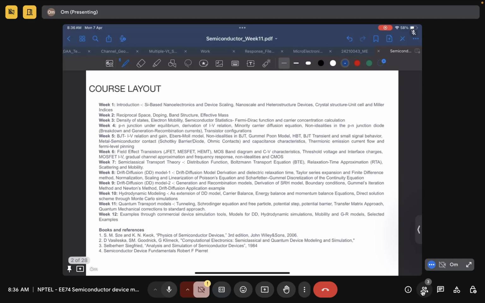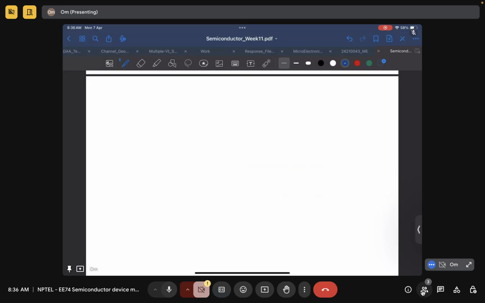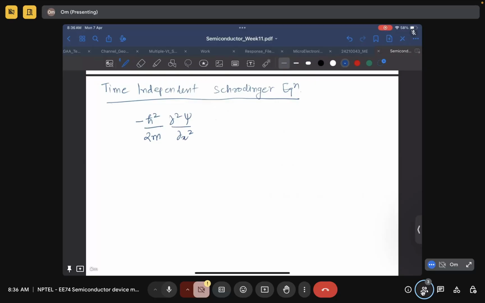So let's just start with a brief overview of the Schrodinger equation that we will be using. We will be using the time independent Schrodinger's equation, and this is given as minus h cross square by 2m del 2 psi by del x square plus U psi equals E psi. This is the time independent Schrodinger equation where psi is the wave function. This is the kinetic energy of the system. This is the potential energy, and this E psi is the total energy. So this is a very simplistic 1D time independent Schrodinger equation, and psi is the wave function.